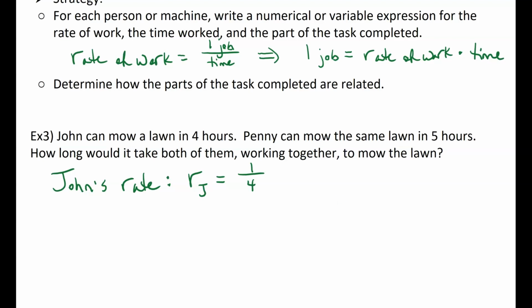Penny can mow the same lawn in 5 hours. So we'll look at Penny's rate. I'm going to call her R sub P. What's her rate going to be? 1/5. But we said a job is equal to the rate of work times the time. And we're trying to figure out how long it takes them to work together. So we're going to say T is equal to the together time.